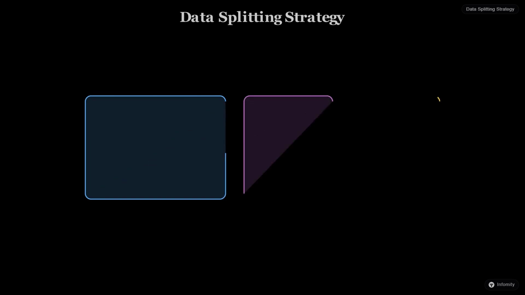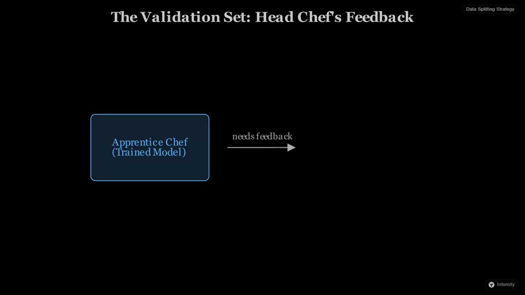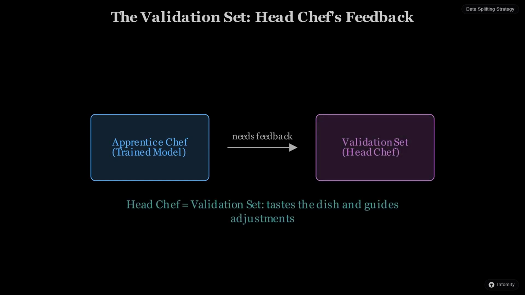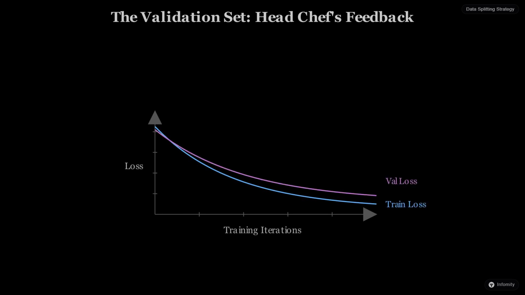Imagine your training data is a practice kitchen. This is where your model, our apprentice chef, learns the basic patterns of the ingredients. Once our apprentice chef has practiced, we need feedback. This is the role of the validation set, which acts like a head chef. The head chef tastes the dish and suggests adjustments, like adding more salt. In machine learning, we call these adjustments hyperparameters.